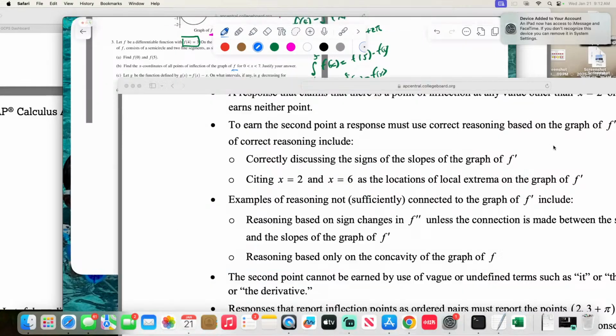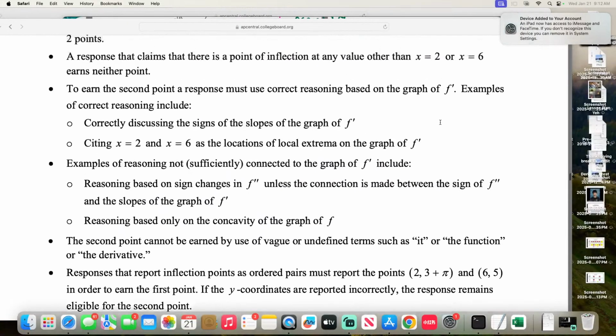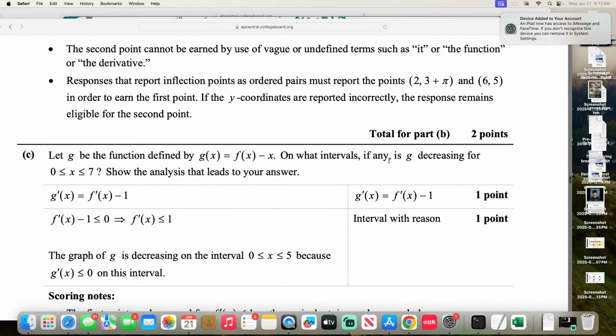Look at the scoring guideline. I'm not lying to you. Look. 1 point. I think anybody can take a derivative of x. Anybody can take a derivative, g of x becomes g prime of x, f prime of x minus 1. Anybody can do it. Anybody can get this point.